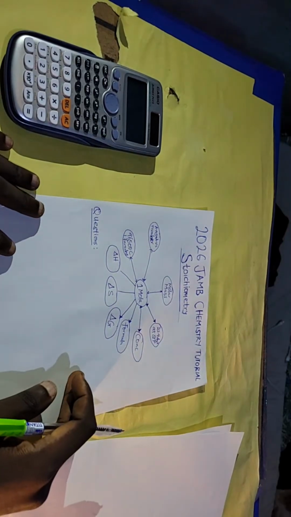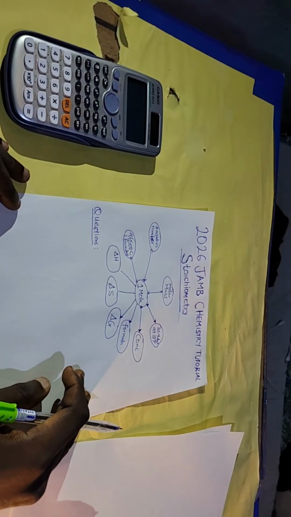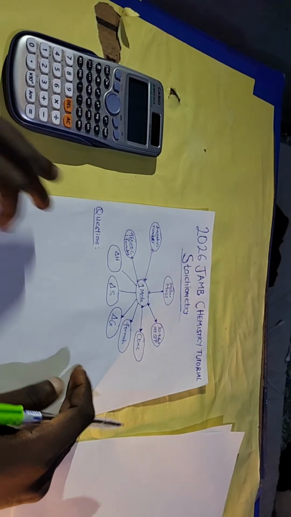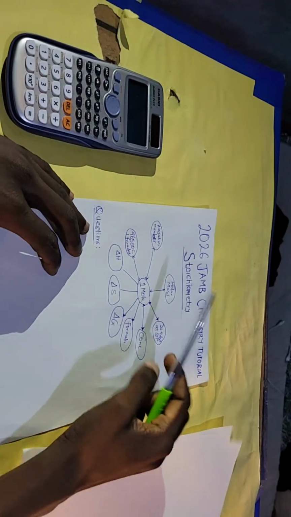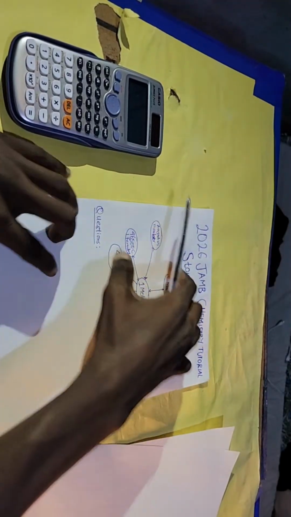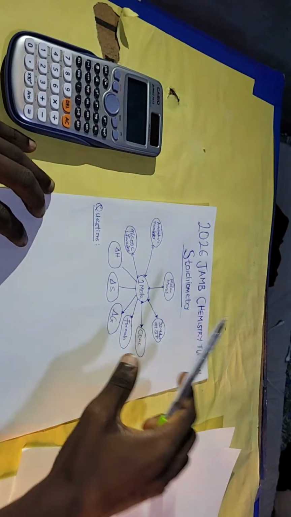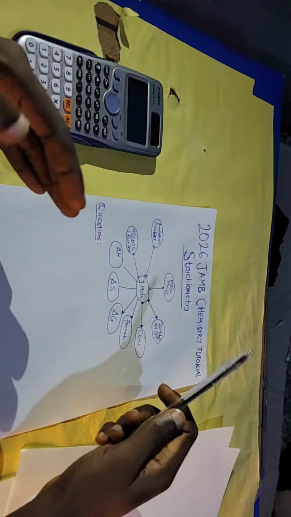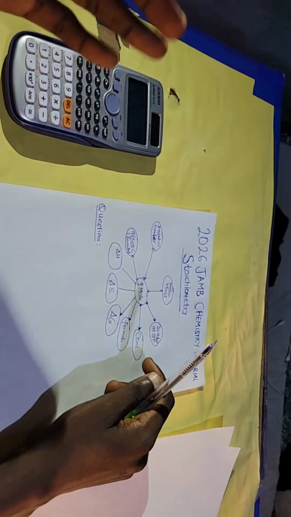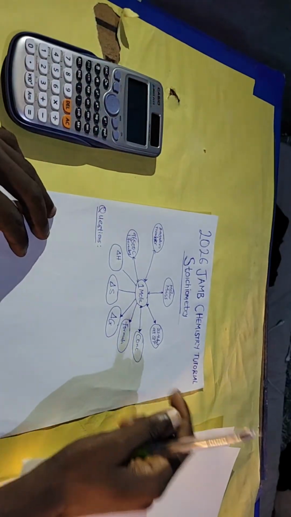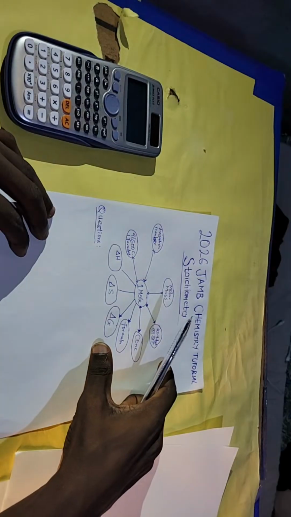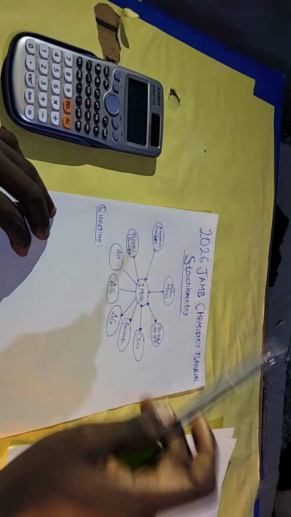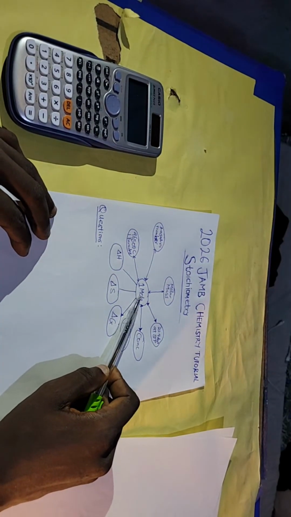All right, so let's continue. This formula, this structure you can see here, you have to take note of this if you want to be good at calculations. If you want to be good at calculations generally, you have to take note of this formula, that 1 mole of any substance.